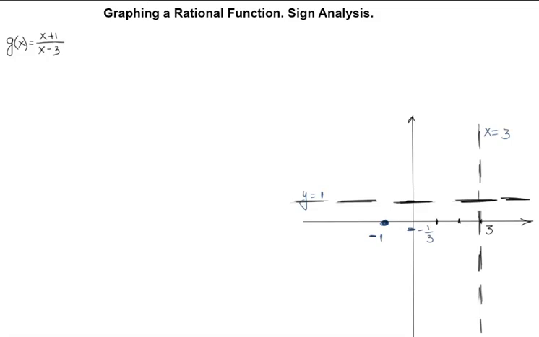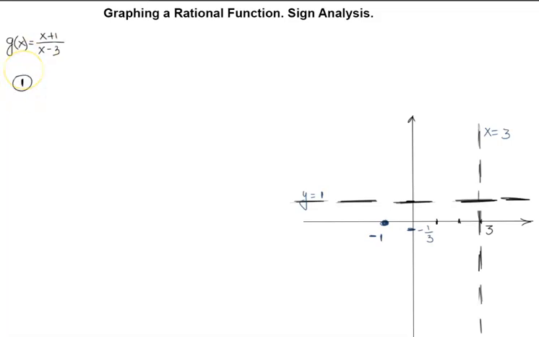In this session, we'll be continuing towards graphing rational functions, and we will be using sign analysis to figure out the graph behavior around a vertical asymptote. There's a technique for doing it, and I'll teach you how to use critical numbers.